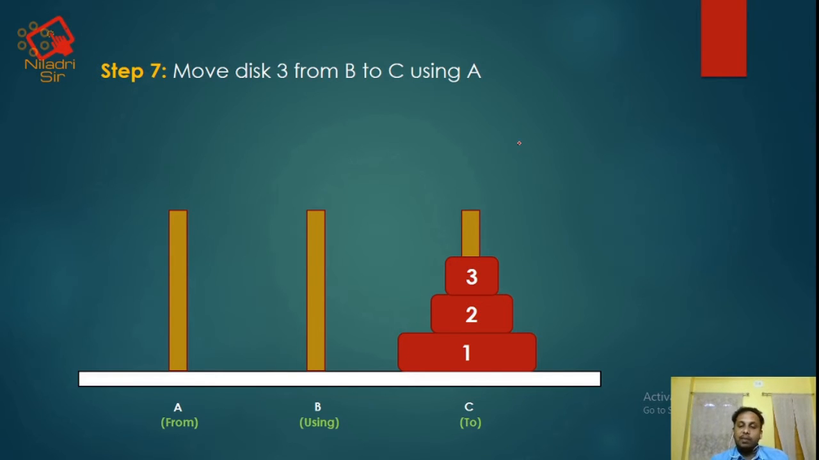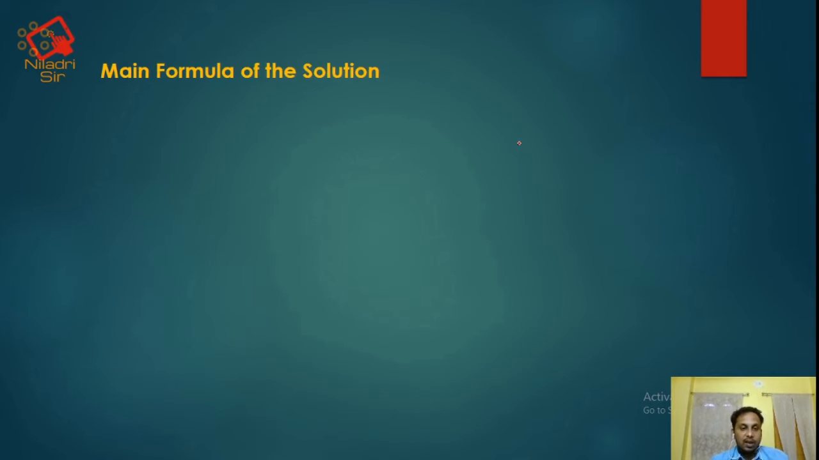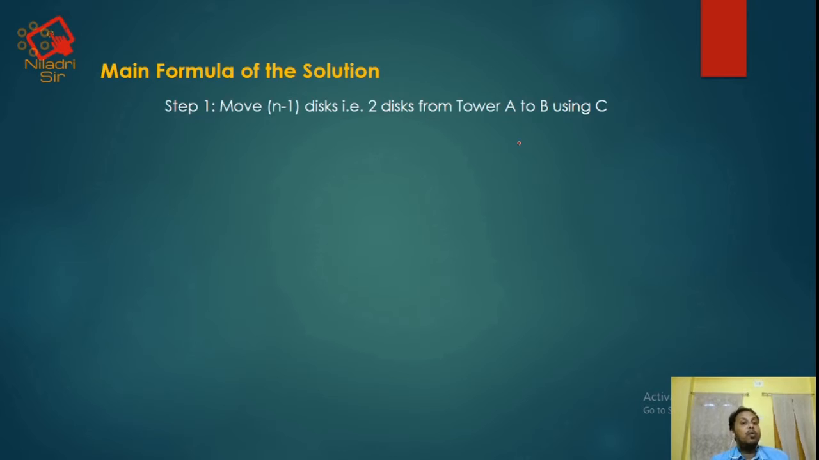Only one disk can be moved at a time. Only the upper disk can be moved, and no large disk can be placed above a small disk. Okay. So what is the main formula? Step 1 is we have to move n minus 1 disks, that is 2 disks.